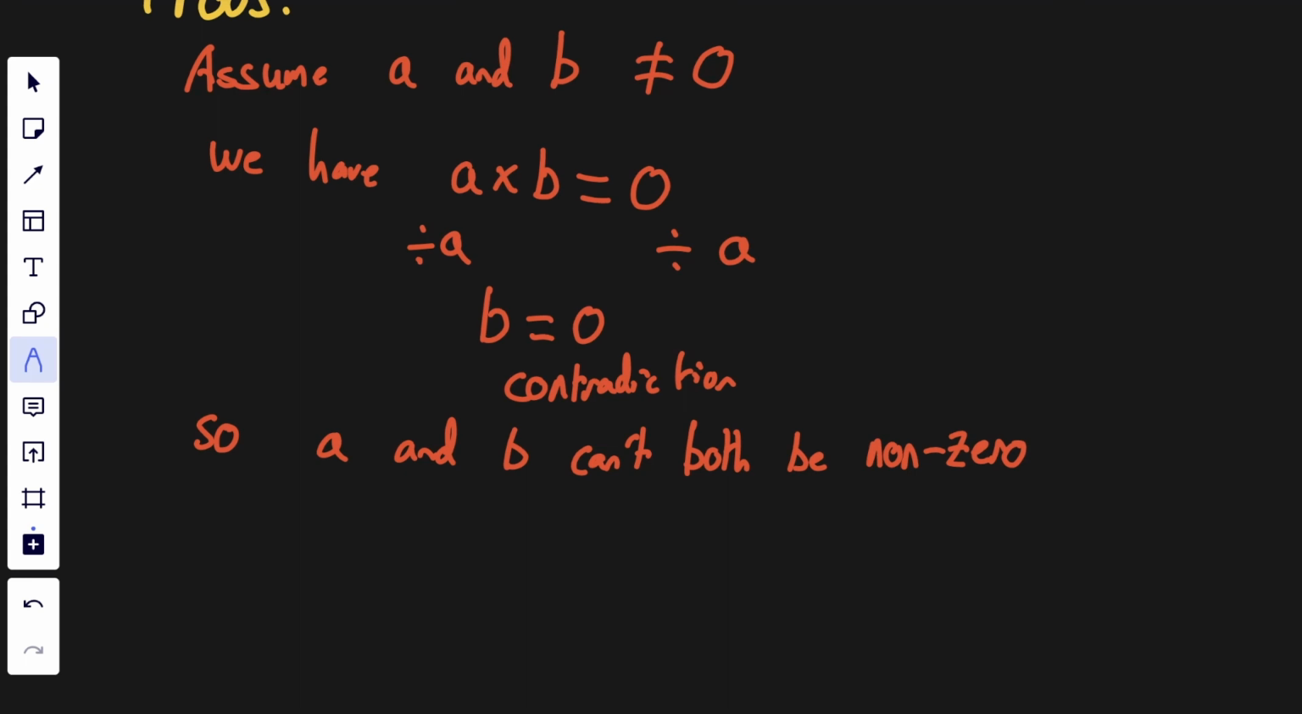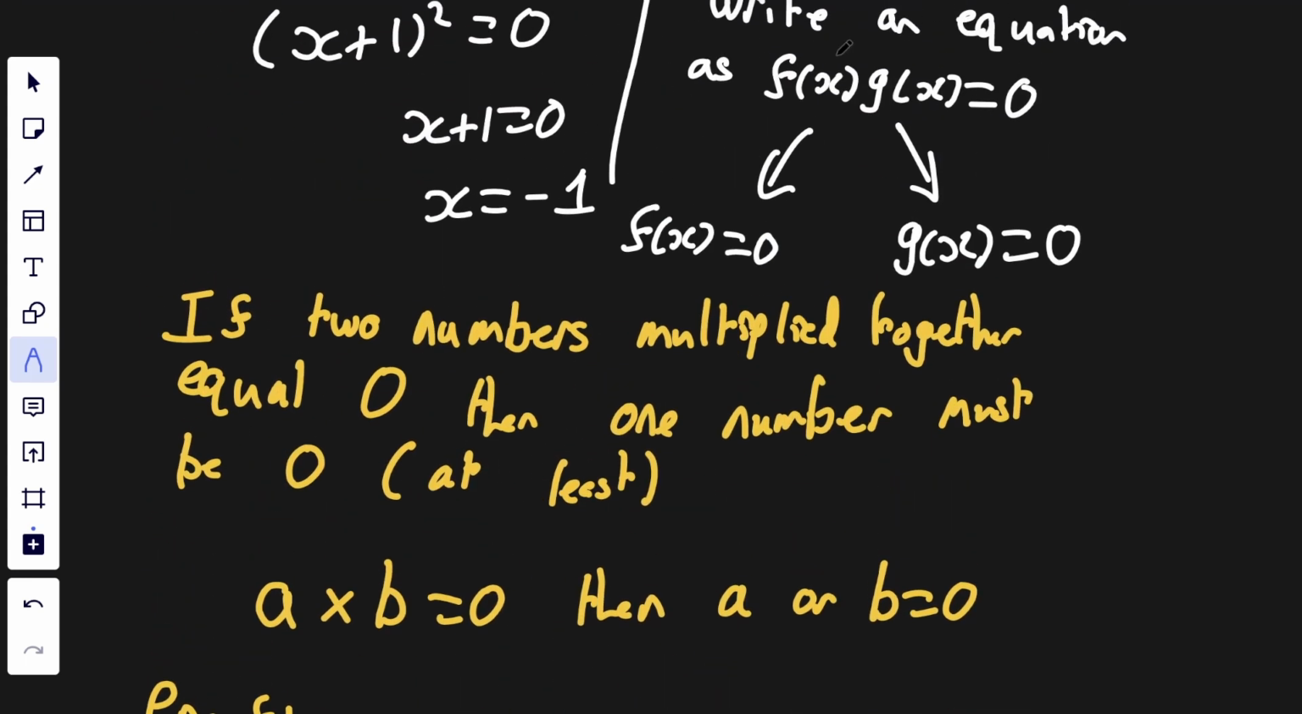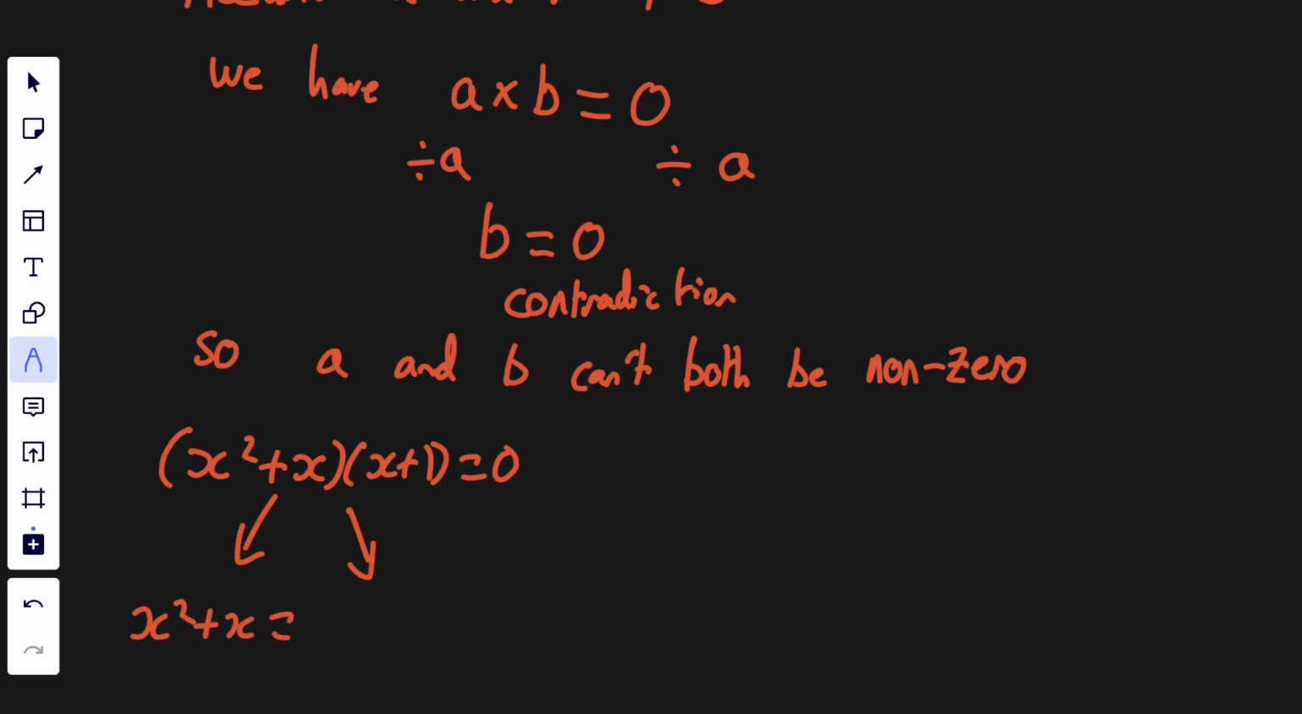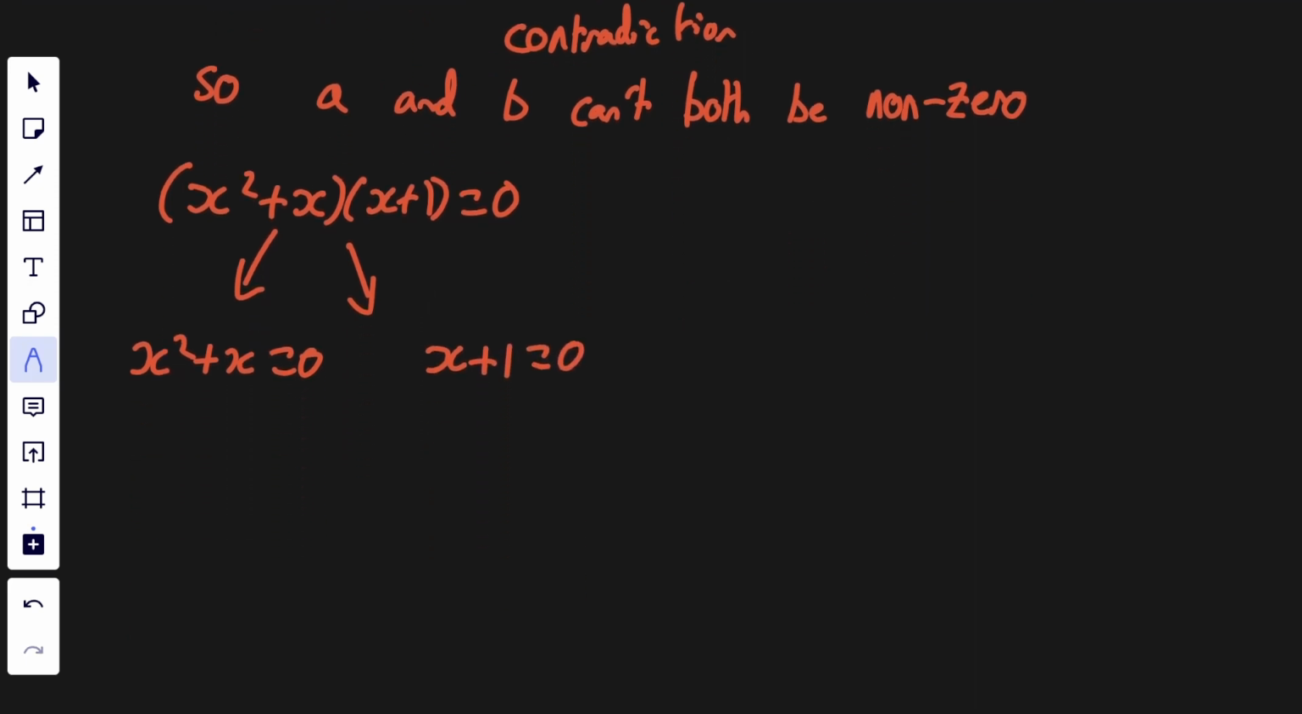Let's have a look at an example where we've actually got some values for f of x. Let's say we have (x squared plus x) times (x plus 1) equals 0. I can split this into two equations: x squared plus x equals 0 and x plus 1 equals 0. These two equations we're going to see how to solve later on. The one on the right is quite easy, and the one on the left is quadratic.